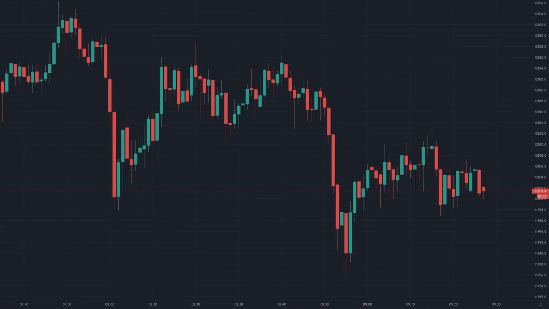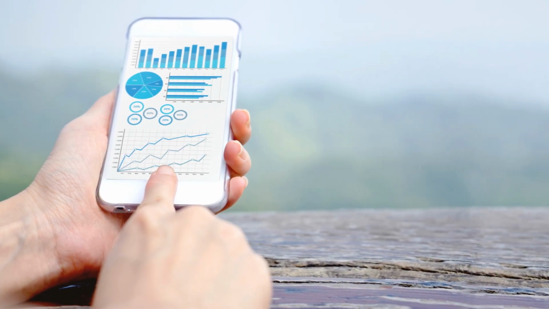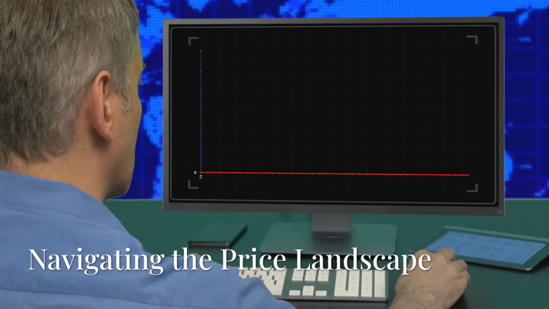Candlestick charts are highly versatile and can be used to identify various trading patterns and signals. By analyzing the shape, color, and position of candlesticks, traders can gain insights into market sentiment and potential price reversals or continuations.